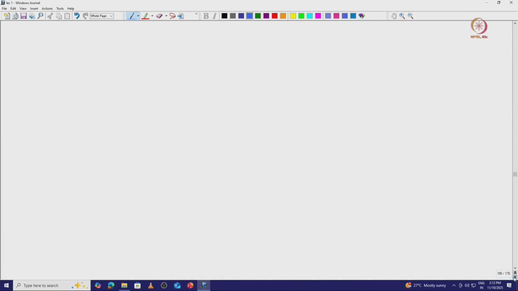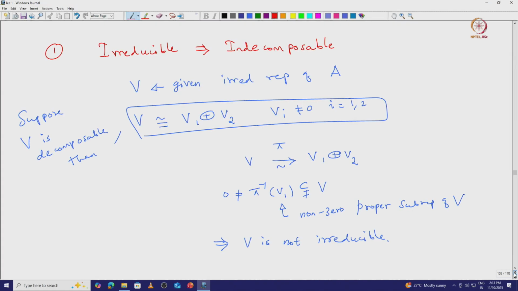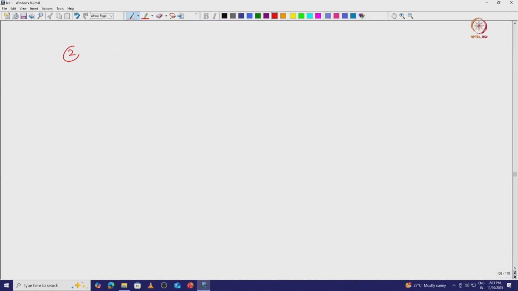Now, if we take any finite dimensional representation, then we can prove that it must contain an irreducible subrepresentation. In a way, irreducible representations play an important role in building a given representation. I will discuss that in a minute. Maybe we will first prove the statement that I have made. So, if we start with a finite dimensional representation, any finite dimensional representation of A.